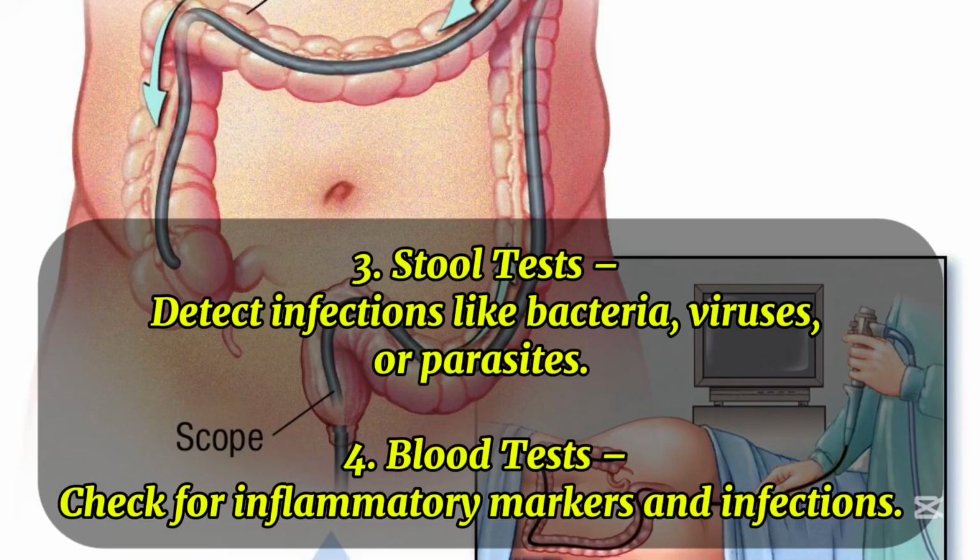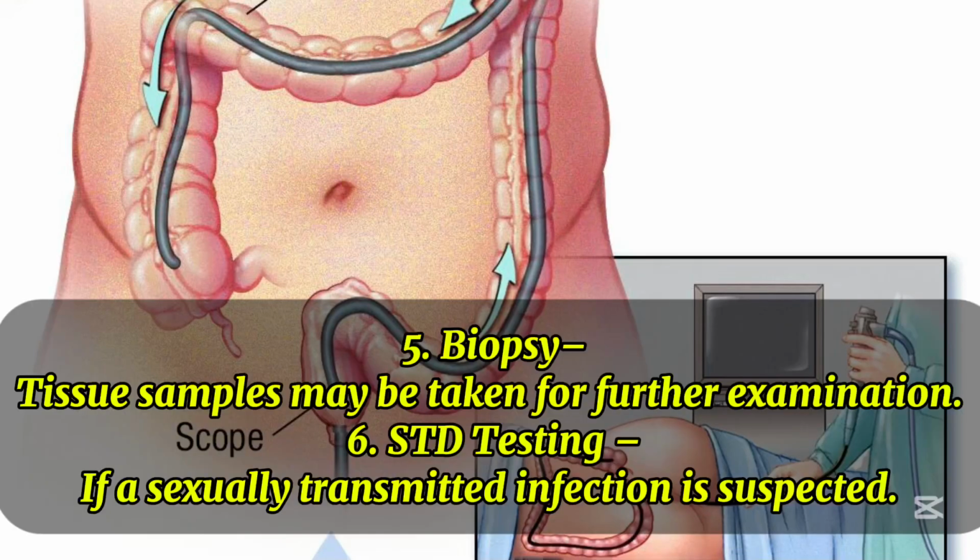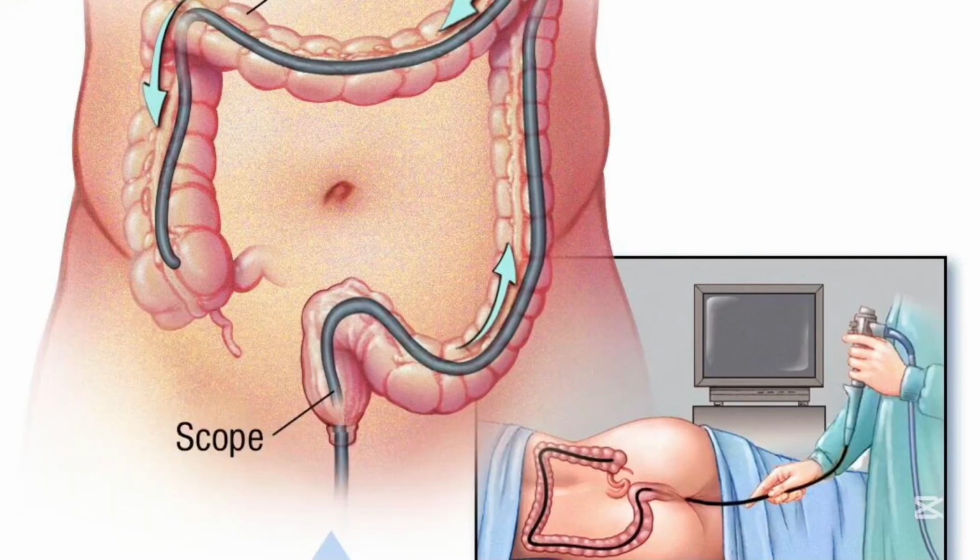3. Stool tests detect infections like bacteria, viruses, or parasites. 4. Blood tests check for inflammatory markers and infections. 5. Biopsy: tissue samples may be taken for further examination. 6. STD testing, if a sexually transmitted infection is suspected.